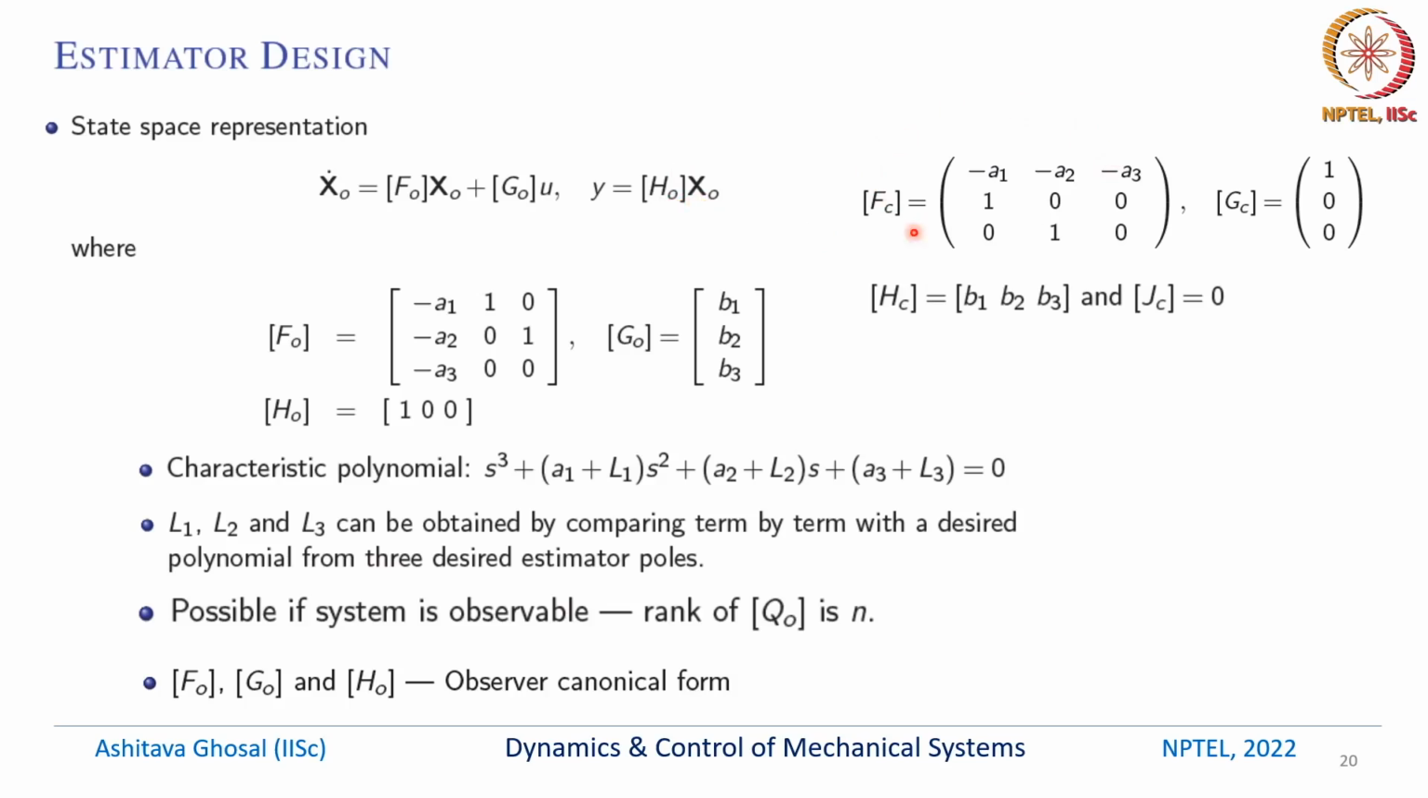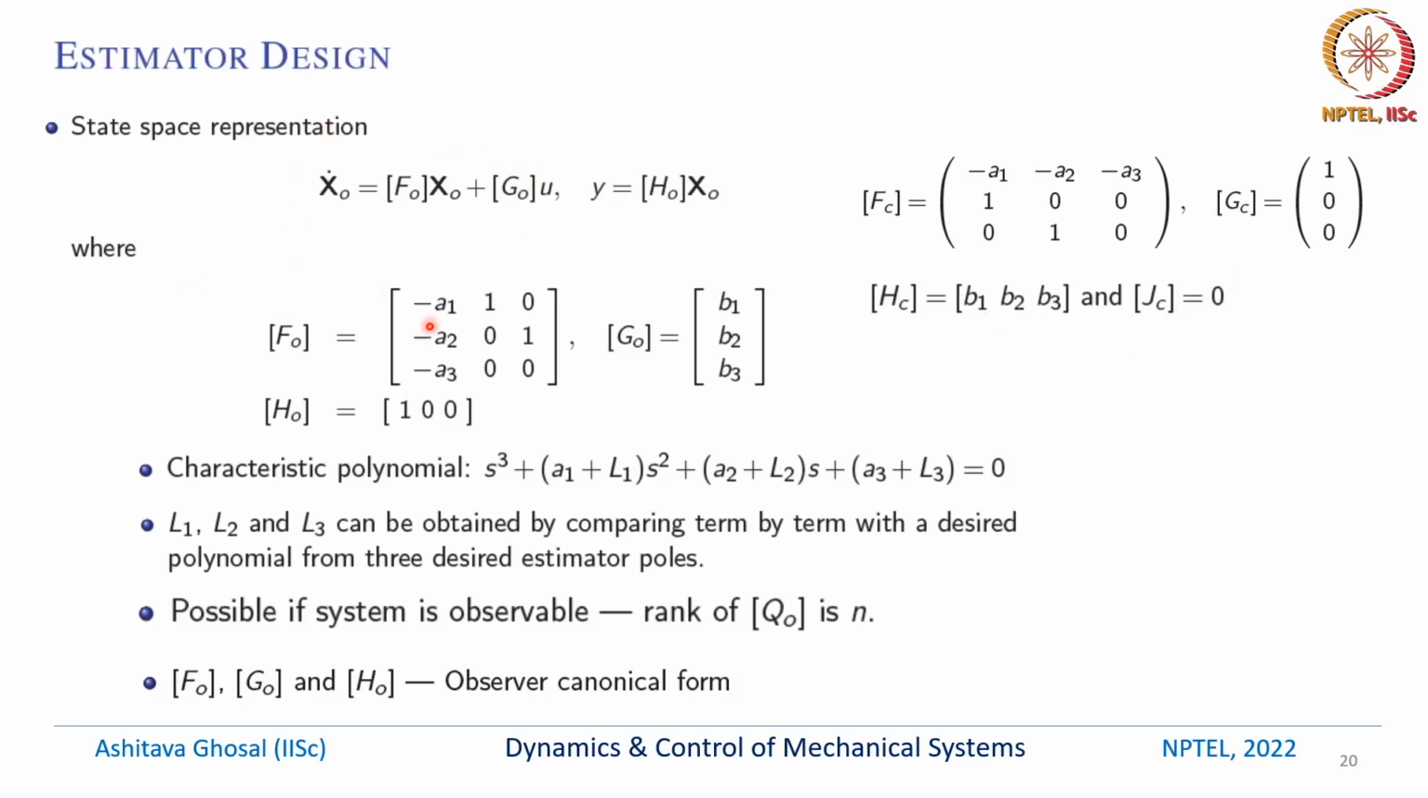In the controller canonical form, the F matrix was minus A1, minus A2, minus A3, 1, 0, 0, 0, 1, 0, and G was 1, 0, 0. H was B1, B2, B3, and J was 0. J is 0 in both these examples.